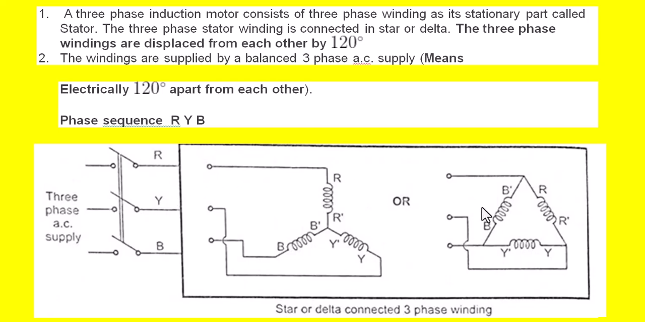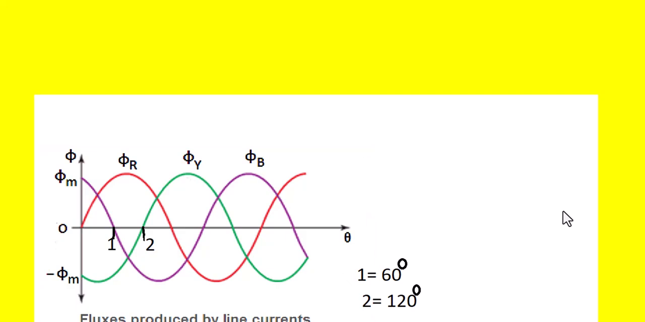The stator of the three-phase induction motor is connected in the star form or in the delta form. Then the input voltage is three-phase AC and the induced fluxes by the currents are given like this: phi R, phi Y, phi B. Phi R is the flux produced by phase R. Phi Y represents the flux produced by Y phase. Phi B means it is the flux produced by phase B.